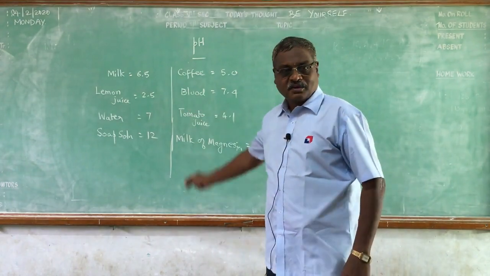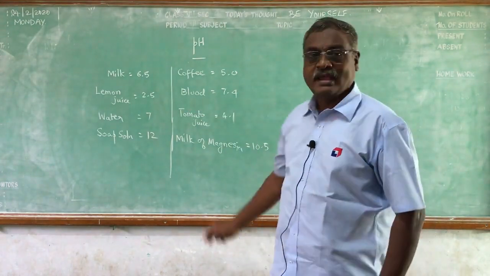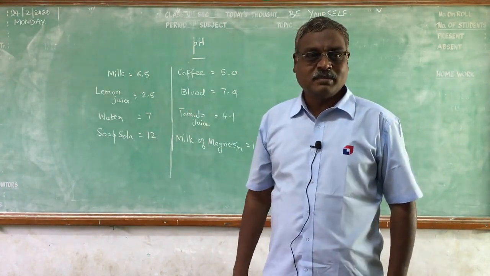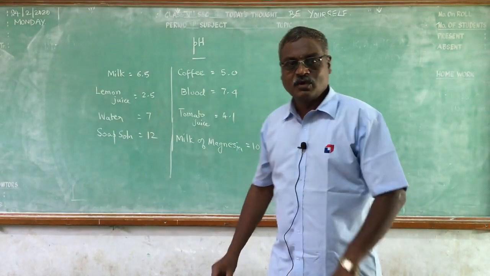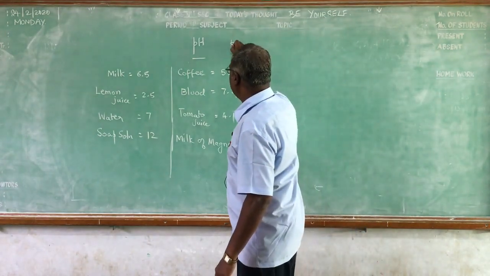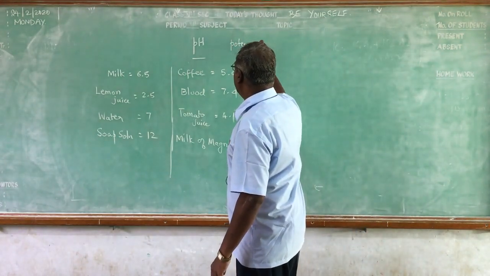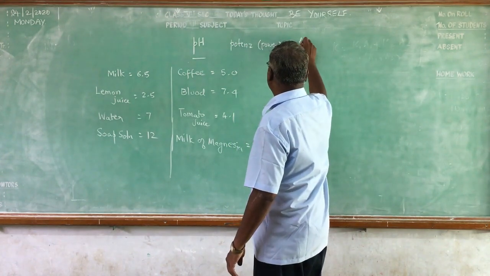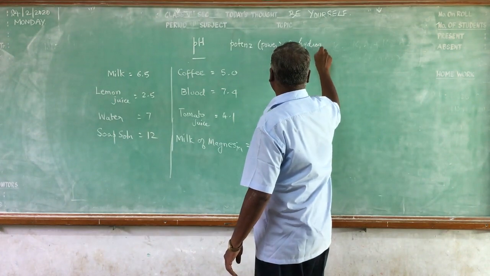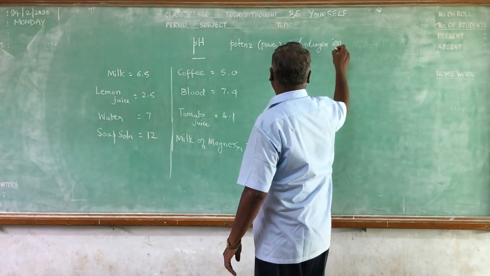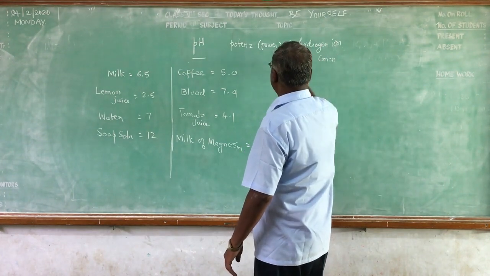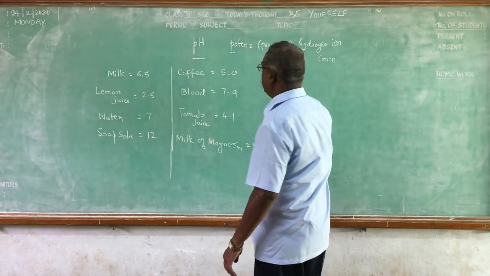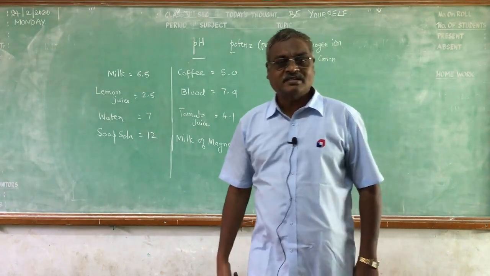Now, the continuation of the lesson is pH. So, what is meant by pH? First, I will tell the full form. The P stands for potence, meaning power of hydrogen ion concentration. So, pH comes from potence or power of hydrogen ion concentration.